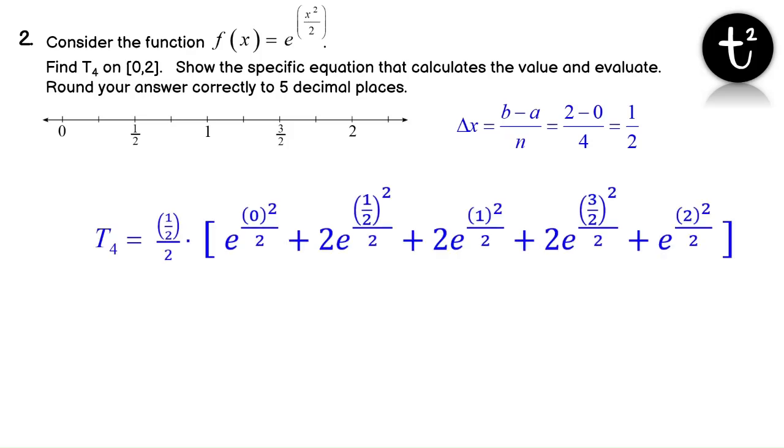So T sub 4 will be equal to 1/2 divided by 2, that's delta x over 2, times e raised to the power 0 squared over 2, plus 2 times e to the (1/2) squared over 2, plus 2e to the power 1 squared over 2, plus 2e to the (3/2) squared over 2, plus e raised to the power 2 squared over 2. My evaluation here is 5.02831.